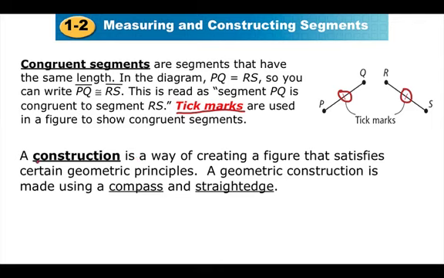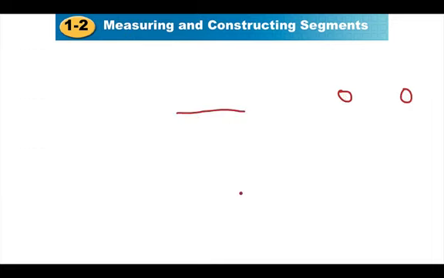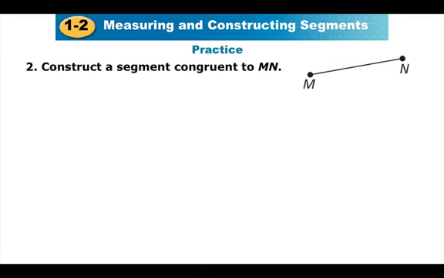Let me read this to you. A construction is a way of creating a figure that satisfies certain geometric principles. We're going to cover one in the next slide. A geometric construction is made using a compass and a straight edge. Practice says construct the segment congruent to MN, and we're going to be using a compass and a straight edge. Since this is a video lesson, you have to kind of imagine how we're doing this. But you should be able to follow along with the illustration that I'm providing you here.